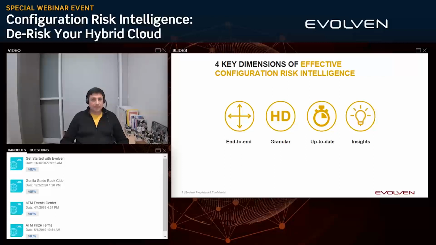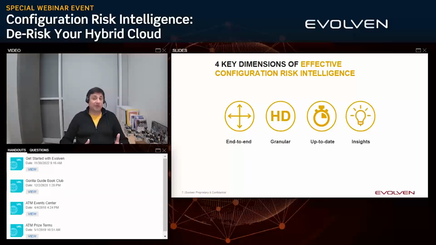And actually, it's easy to guess that when I spoke about the challenges of mitigating configuration risks, I already had a solution in mind. And the solution that my team and I believe can effectively mitigate stability, compliance, and security risks, all triggered by misconfiguration changes, is configuration risk intelligence. And it relies on 4 key dimensions.